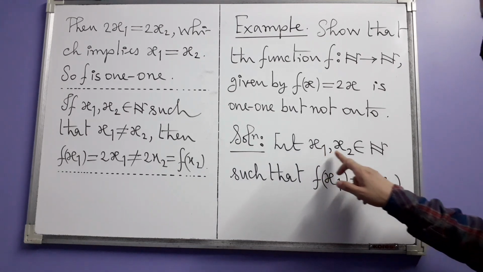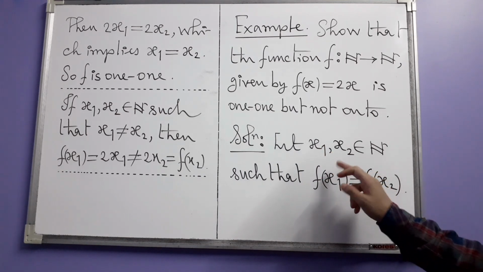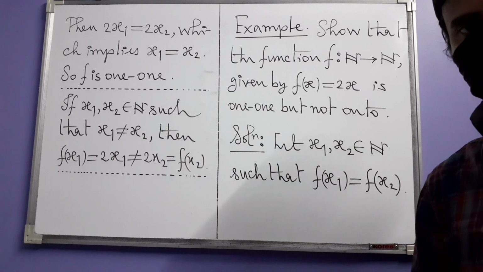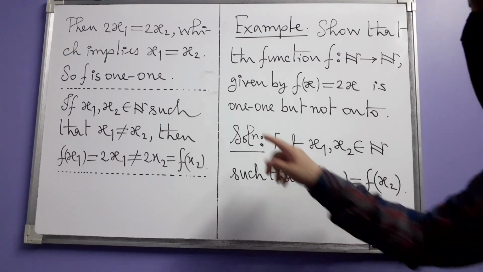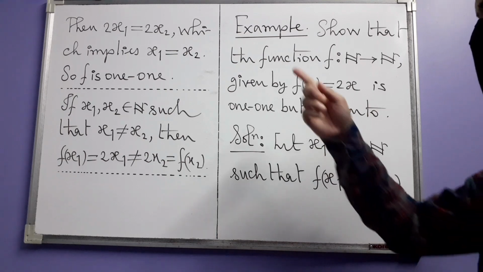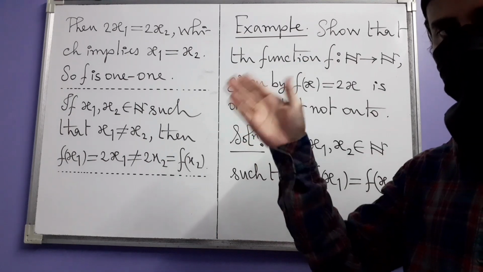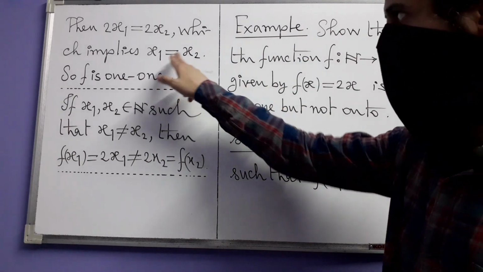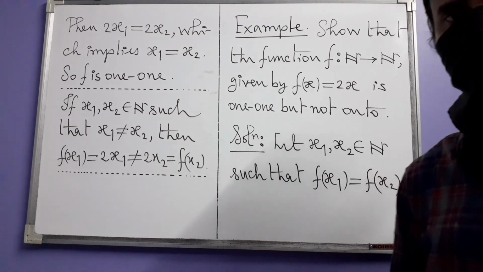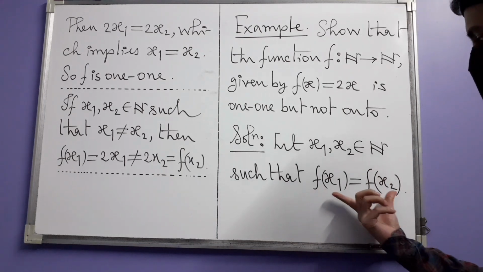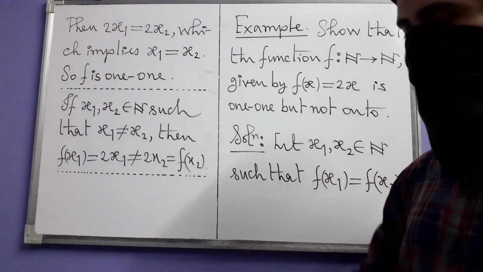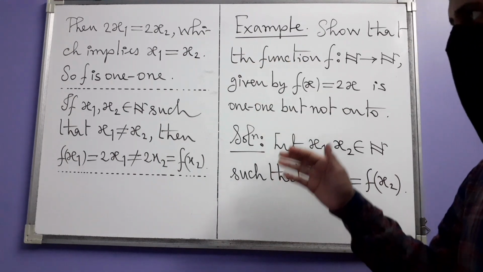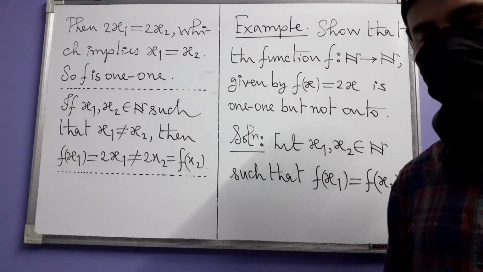We begin by taking two natural numbers x1 and x2 whose f images are equal. f of x1 is equal to f of x2. f of x1 is 2x1 and f of x2 is 2x2, which implies, after cancelling 2 from both sides, that x1 is equal to x2. That means if outputs are equal, then inputs are also equal. So that is why our function f is one-one.